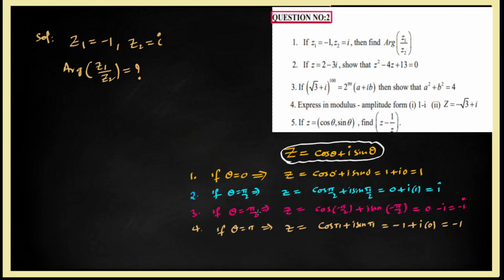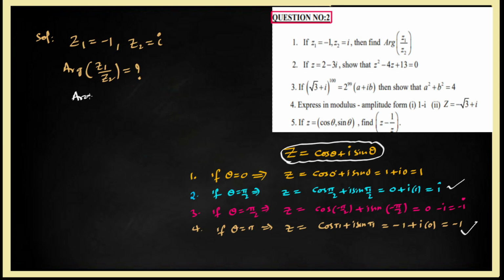If theta equals minus pi by 2, z equals minus i. If theta equals pi, z equals minus 1. So here, given z1 equals minus 1, our given theta is pi. And z2 equals i means theta is pi by 2. So we have to find the argument of z1 by z2.